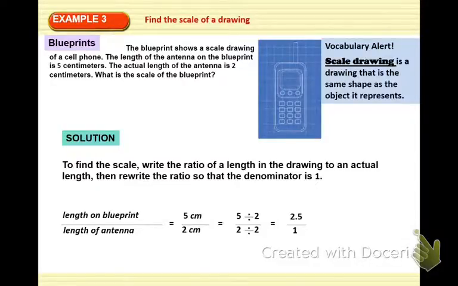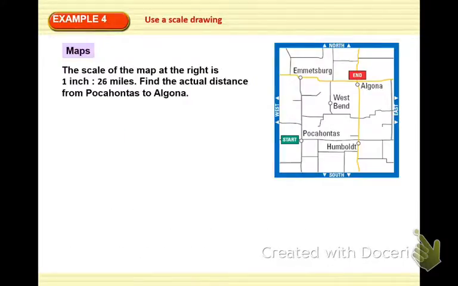All right, scale of the map and the distance to the right is 1 inch to 26 miles. Find the actual distance from Pocahontas to Algona. So the first thing we would have to do is measure how much on the map that distance is, right? So we use the ruler. The distance from Pocahontas to Algona on the map is 1.25 inches. We're going to let x equal the actual distance in miles.